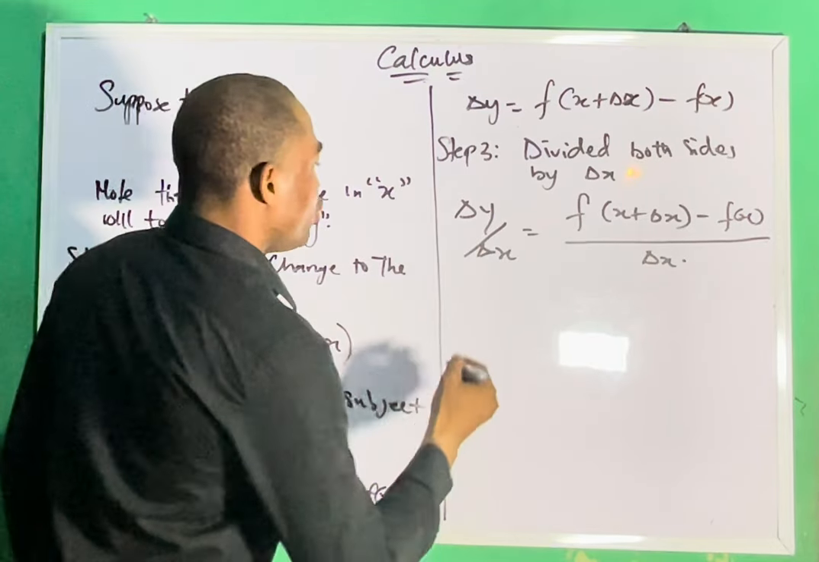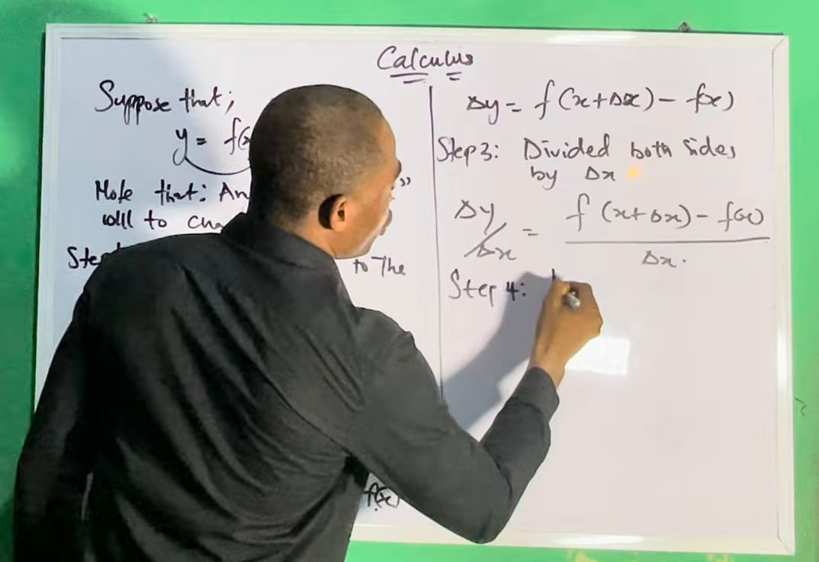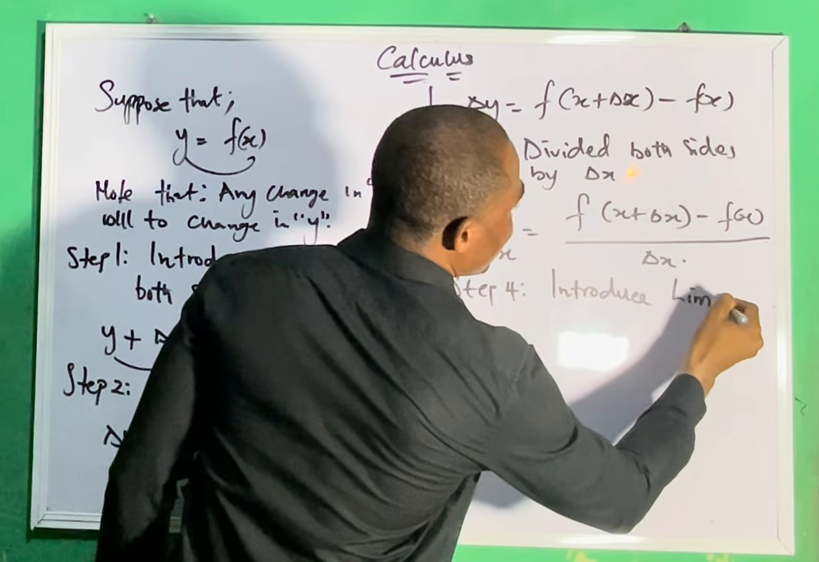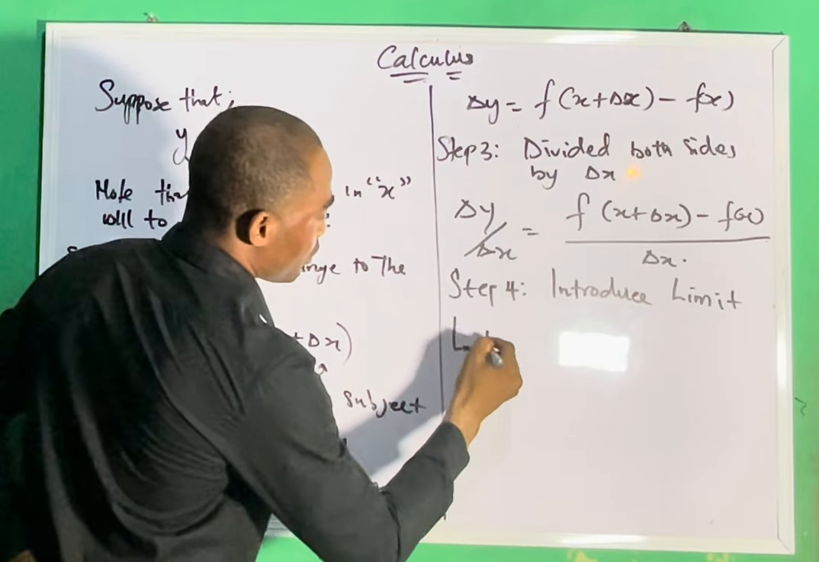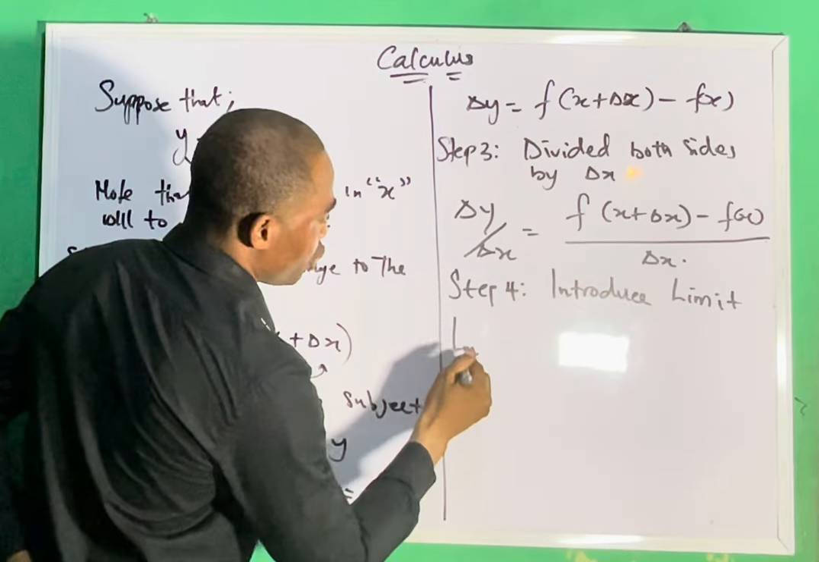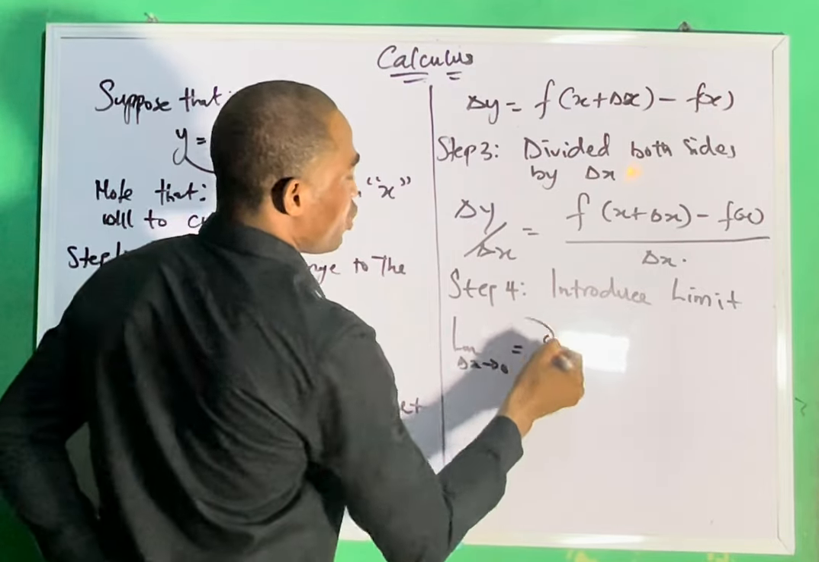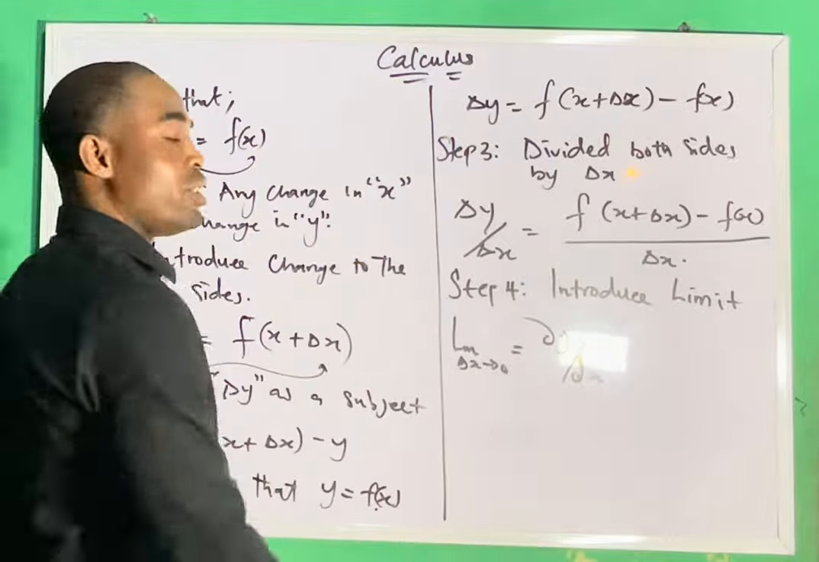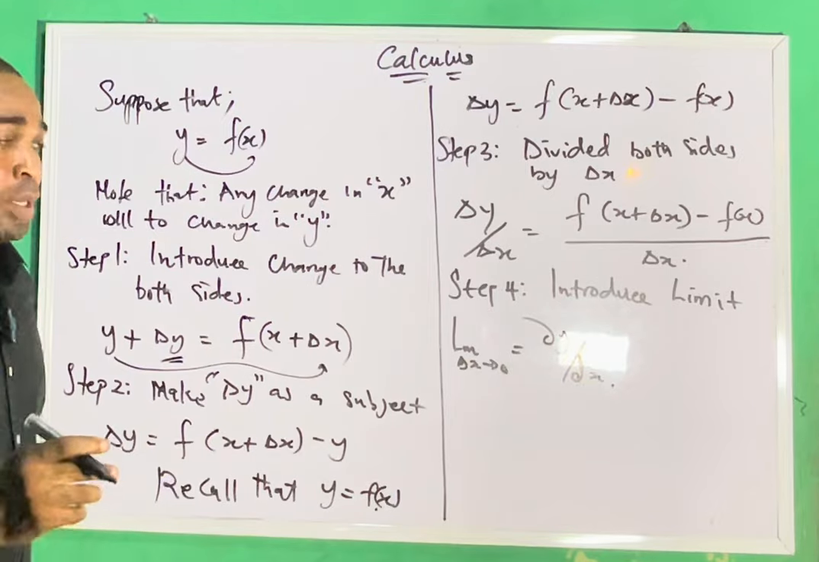Then you now introduce step 4. You introduce limits. Then you say that the limit as change in x tends to 0, which is going to give us what we call dy/dx, which is this. After introducing limits, we get our final answer for first principle differentiation.